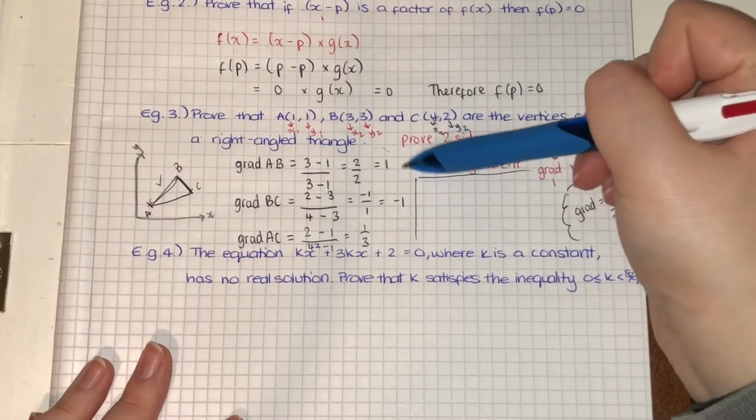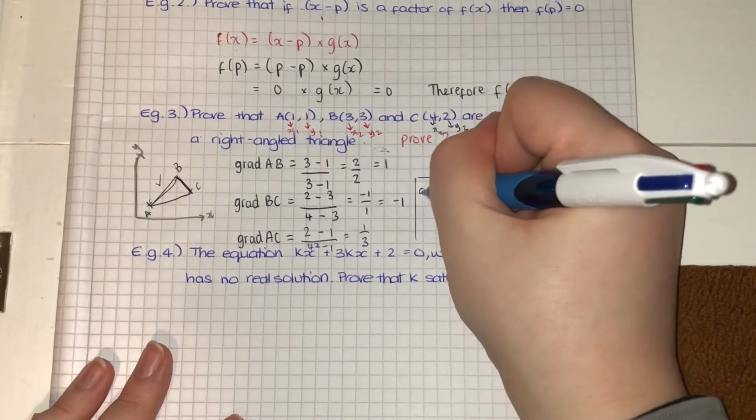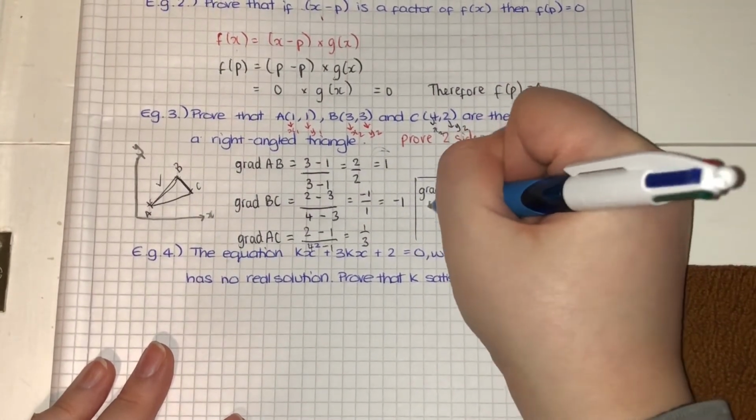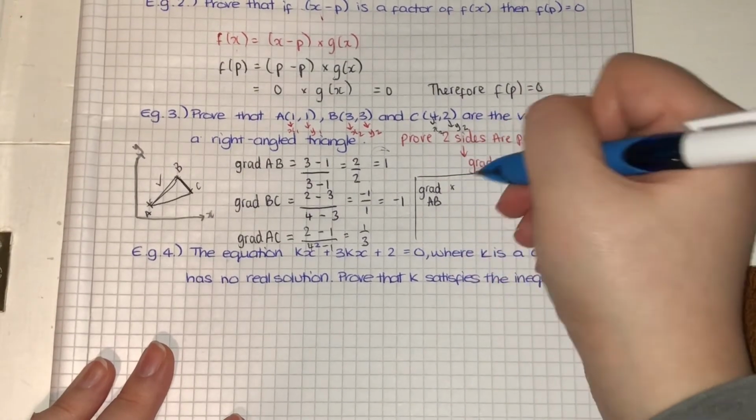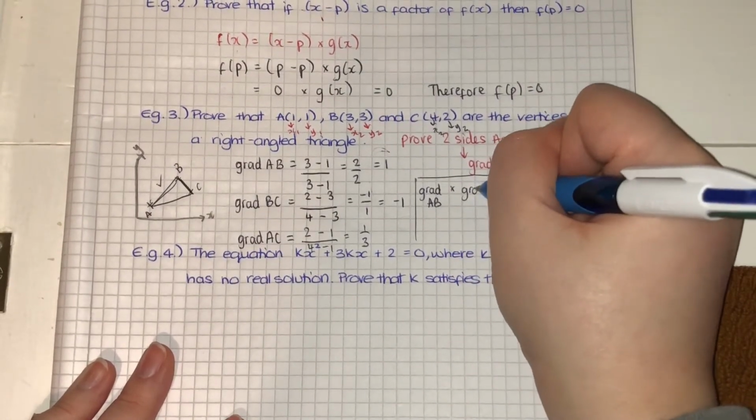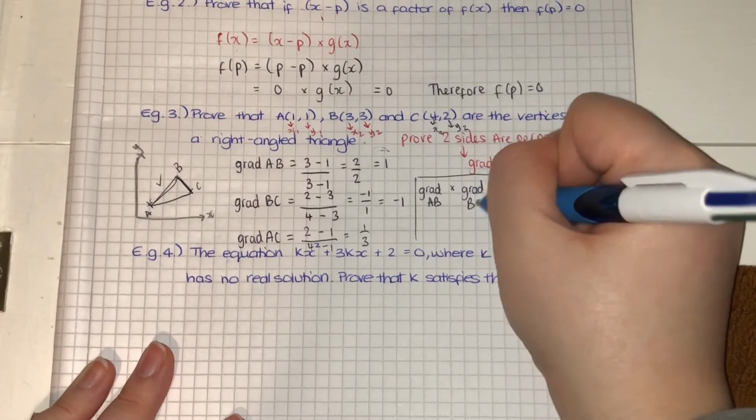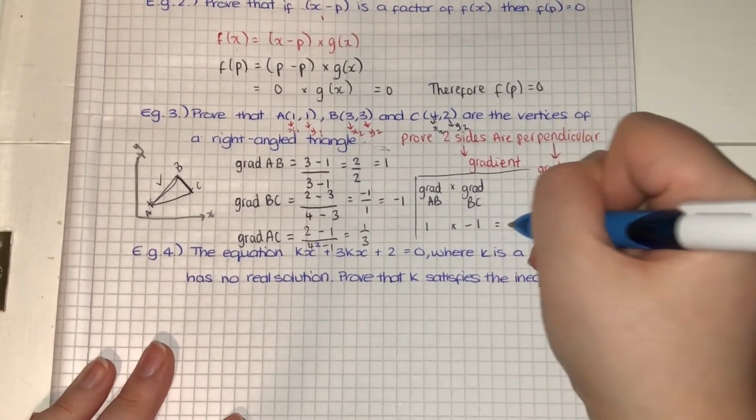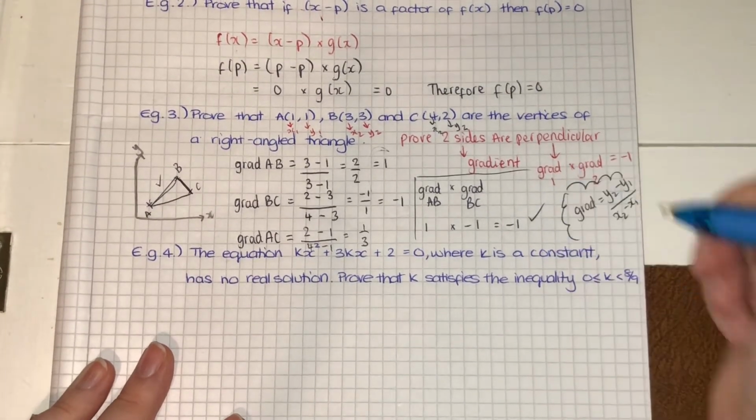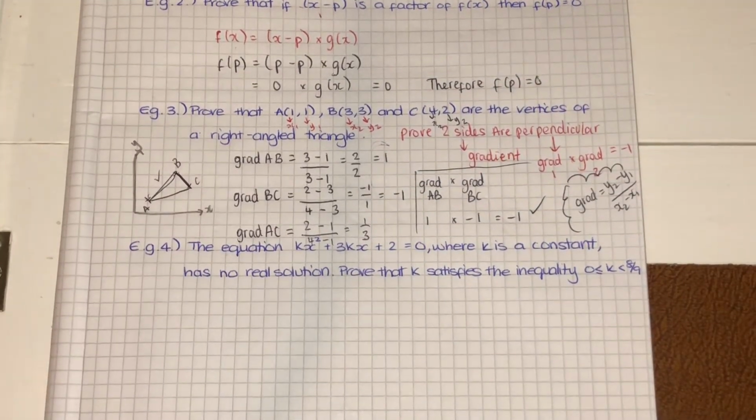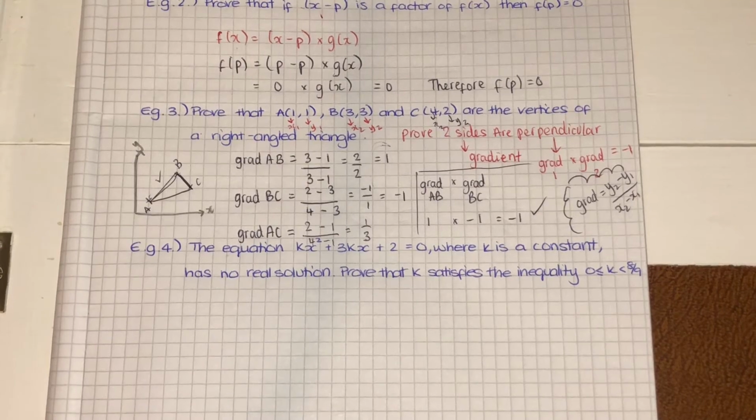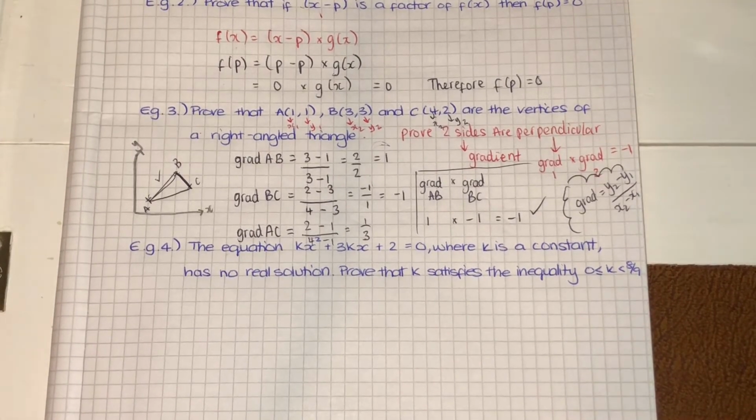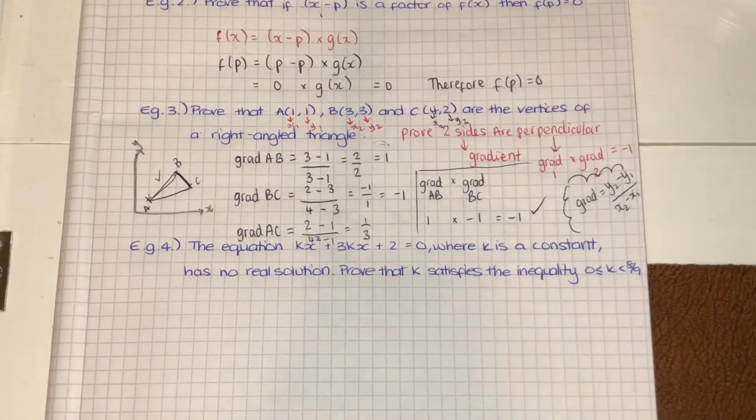But if we look at these two, so if we do the gradient of AB multiplied with the gradient of BC, so that's 1 multiplied with -1, that gives us -1. So we've proven it. Okay, and the last one.